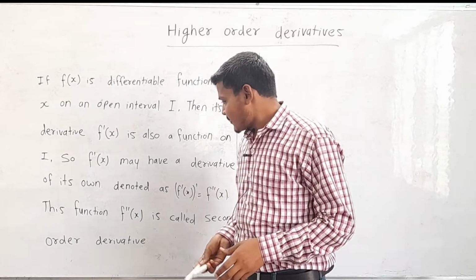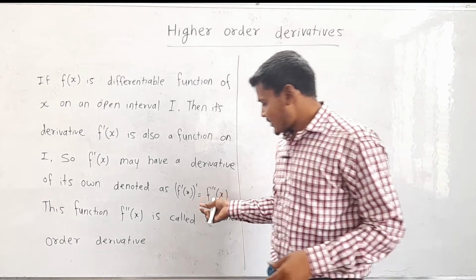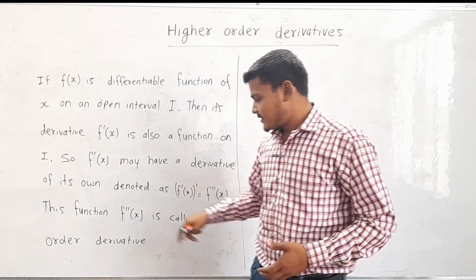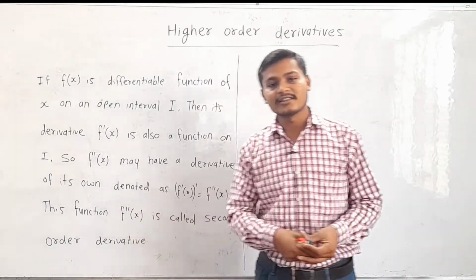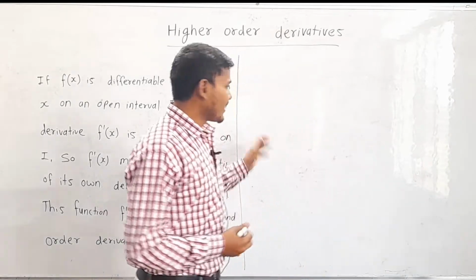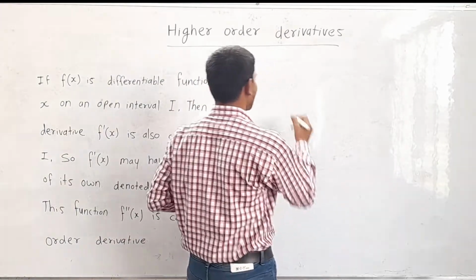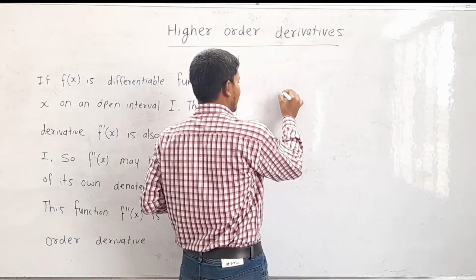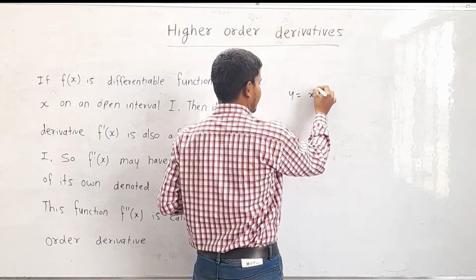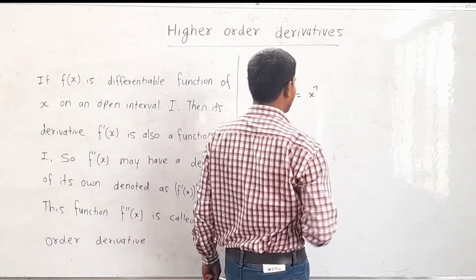So, f dash of x may have derivative of its own denoted as f dash of x dash, that means f double dash of x, and this f double dash of x is called the derivative of second order. Now, for better understanding, we are going to take one example. Suppose a function that we have given y is equal to x raised to power 7. This is the general equation, simple equation that we have.